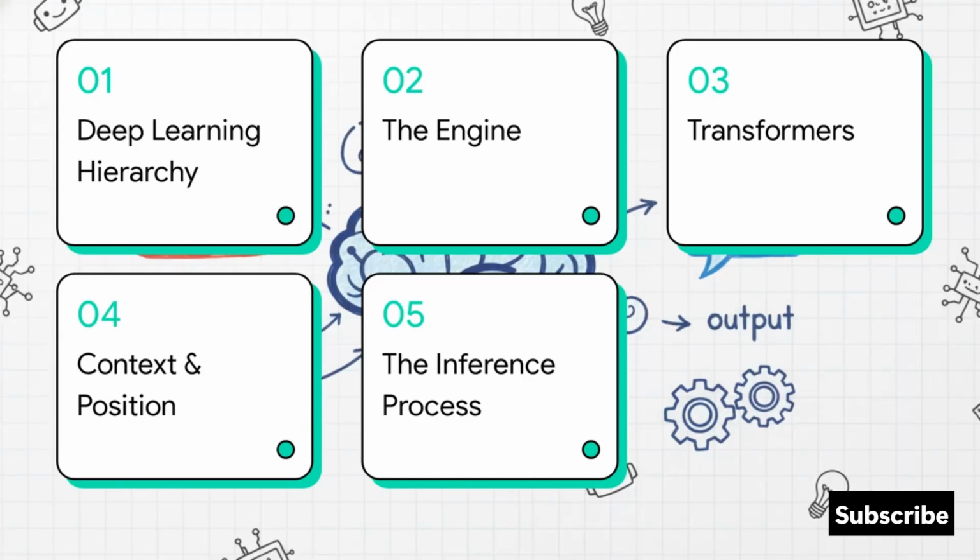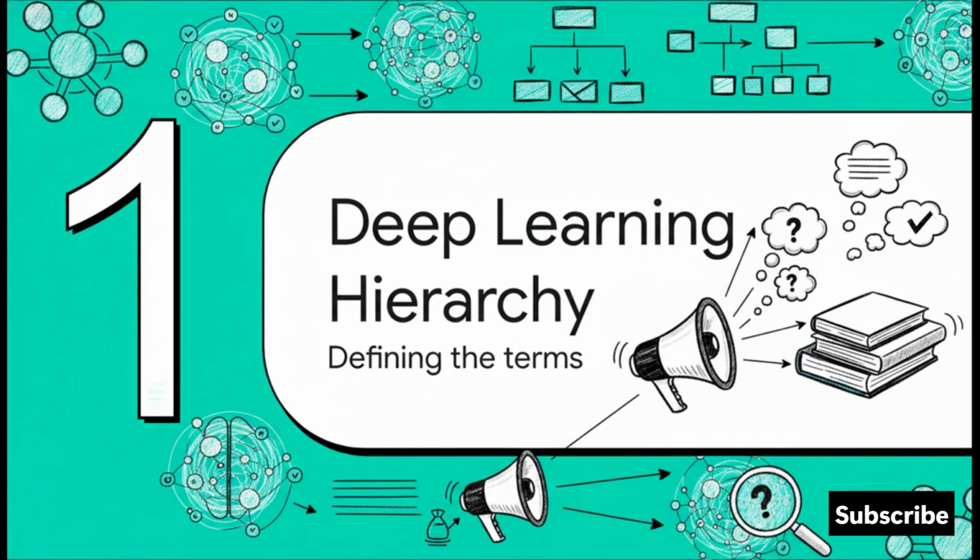Here is our roadmap for today. 1. The deep learning hierarchy. 2. The engine, backpropagation. 3. The breakthrough, transformers. 4. Understanding context and position. And finally, 5. The inference process. All right, let's kick things off with Section 1, the deep learning hierarchy.